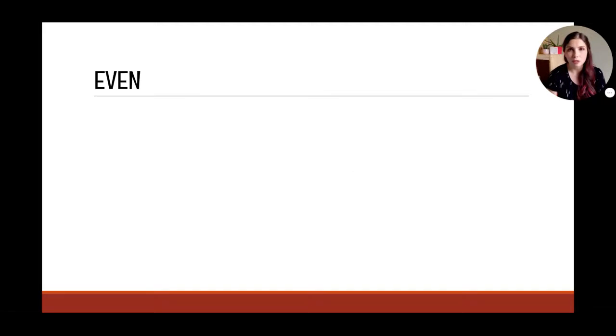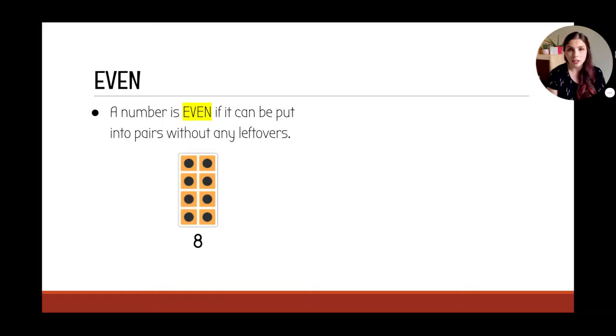Let's review even numbers first. A number is even if it can be put into pairs without any leftovers. Take a look at my picture for the number 8. I have 8 black dots inside orange boxes. If I line them up, each box has a partner. That's why the number 8 is even, because every box has a partner. No one's left out, no one's left over.